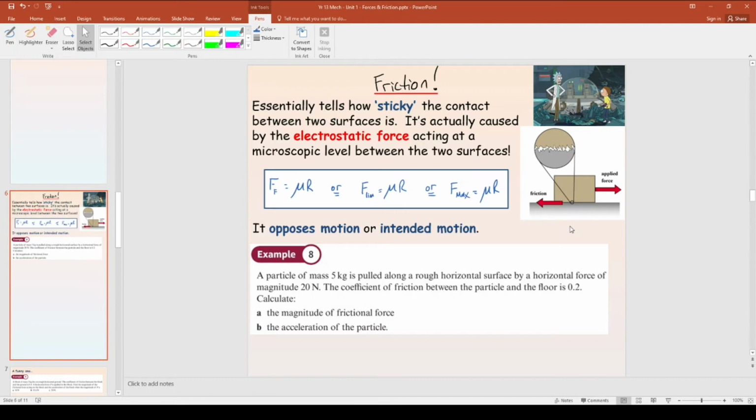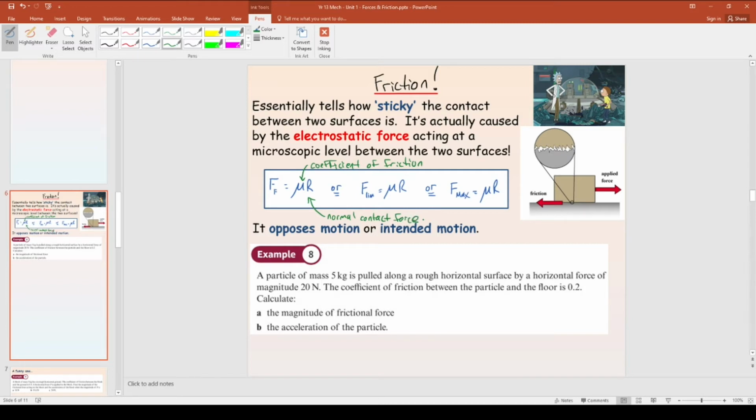Okay, but anyway, here's what we got. It's a formula. The force of friction has different letters depending on the textbook. FF is what I call it, force of friction, and it's mu R. Now mu is called the coefficient of friction, so I'm going to write that down. Coefficient of friction. And you guys already know what R is. R is the normal contact force, and it's R because it's a reaction force.